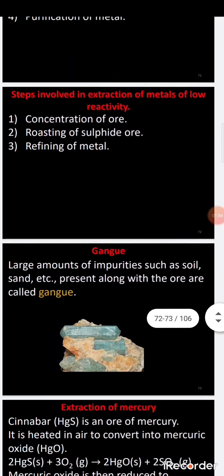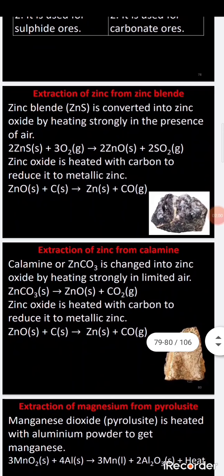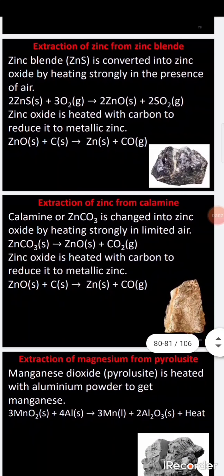So first, in the case of extraction of metals of middle activity series, we are going to extract zinc from zinc blende. Zinc blende is the combined state in which zinc exists in the earth's crust. It is called zinc sulfide. Another name for zinc sulfide is zinc blende. So when we are extracting from the earth's crust, it is in the combined state, and finally we have to get the zinc.